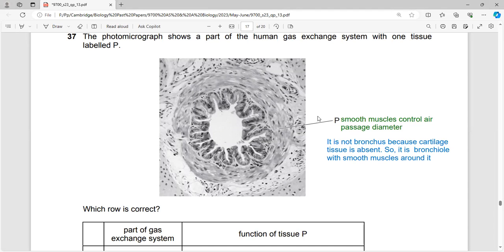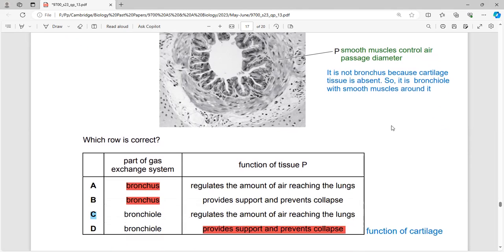At the point P, these are muscles, and smooth muscles are visible. So this is our bronchiole. Now, what are these smooth muscles doing? They are controlling the overall amount of air moving into our breathing tract by controlling the diameter of the bronchiole region. On the basis of this information, we're going to solve this question. Which row is correct here?